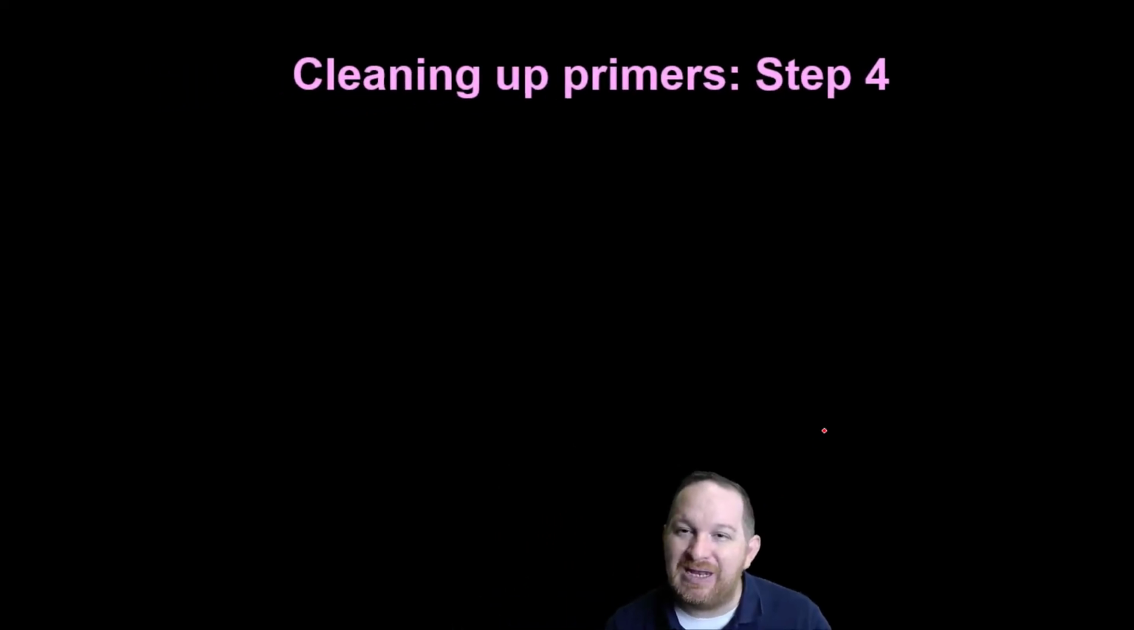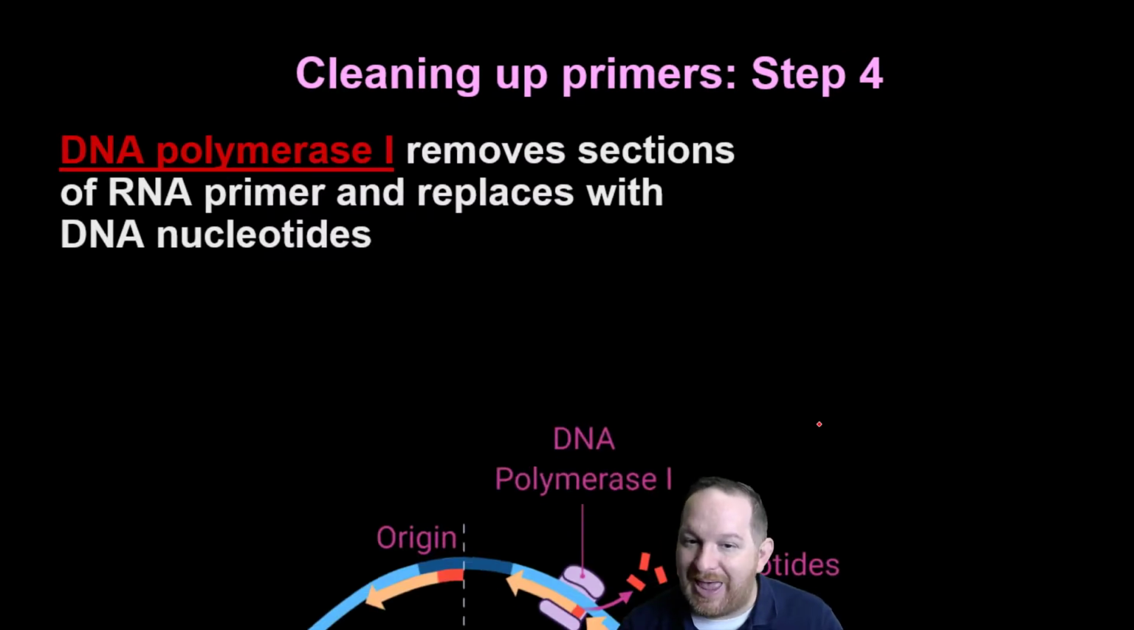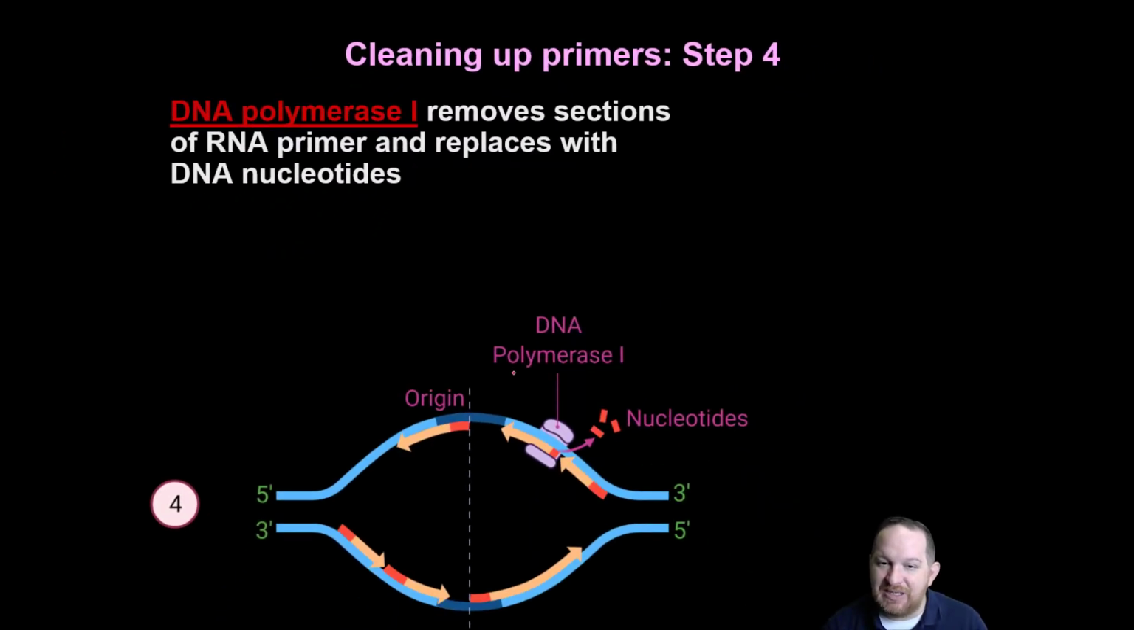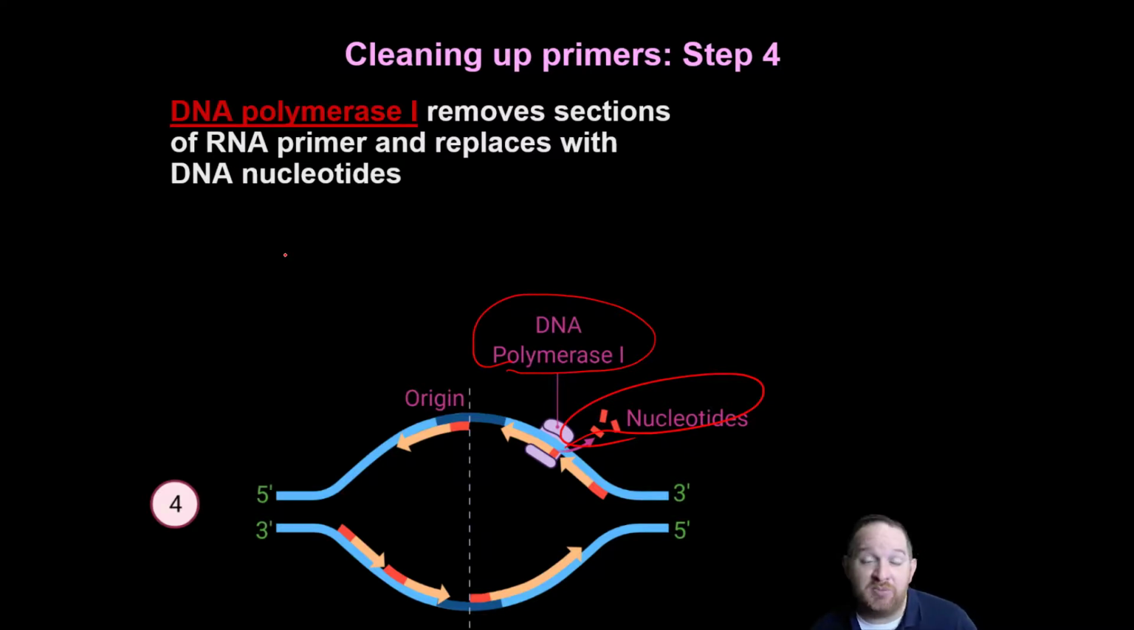Okay, so we've added all those nucleotides, we created some strands. Now remember, we have to clean up the primer because there's some RNA left. So what has to happen, here in step 4, is DNA polymerase I comes in and removes sections of the RNA primer, gets rid of them, and then also replaces the RNA nucleotides with DNA nucleotides. DNA polymerase I also does some repair work if it finds some errors. Okay? So cleaning up these primers, getting rid of that RNA and replacing it with DNA is step 4.